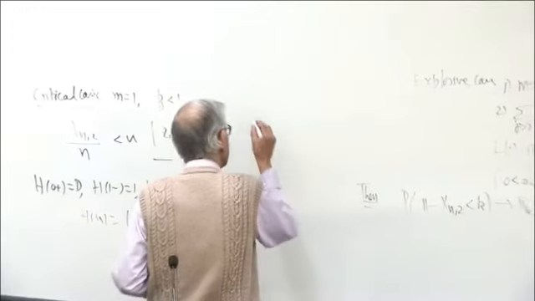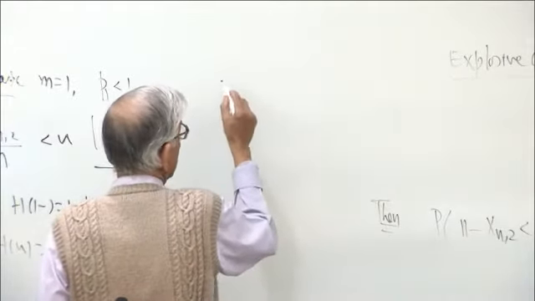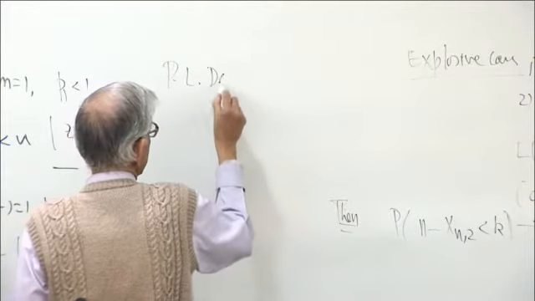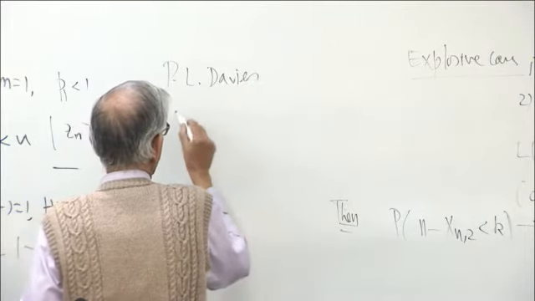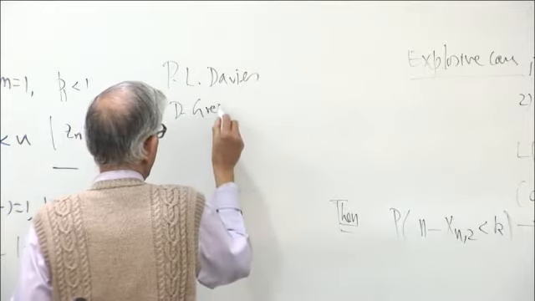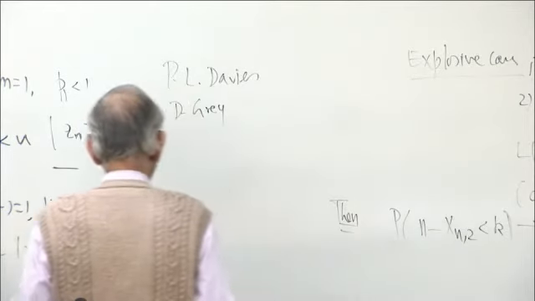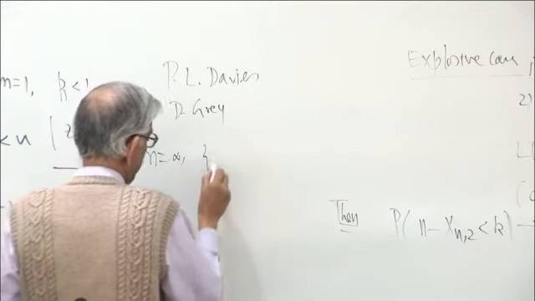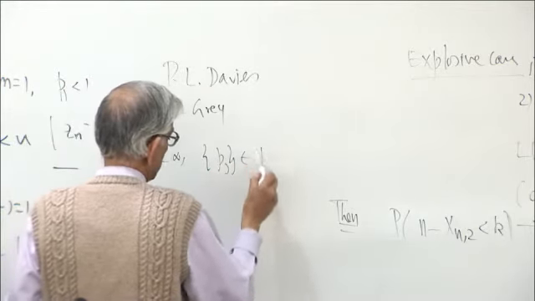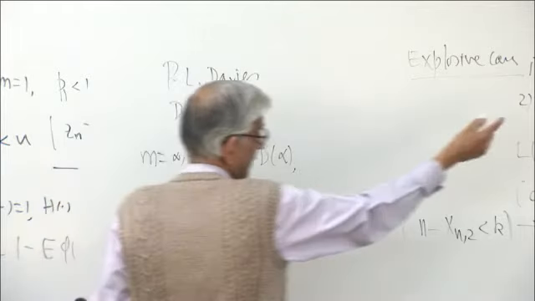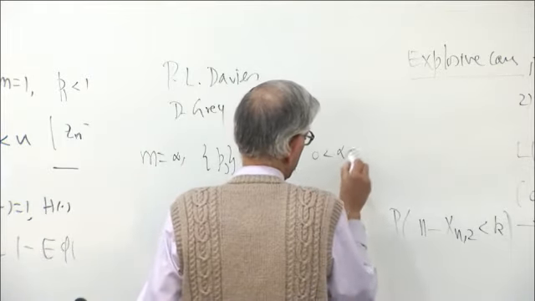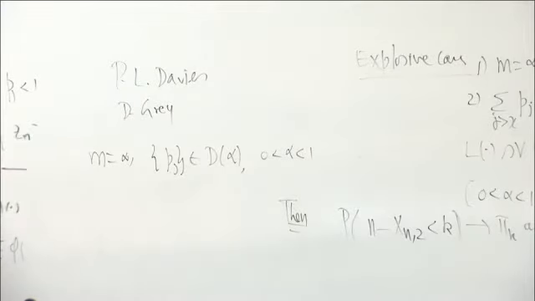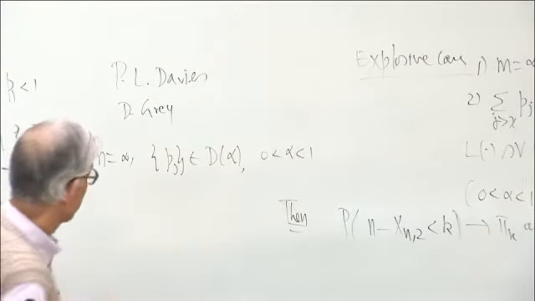So here is a side result. This is due to P.L. Davis, a Dutch mathematician, and then David Gray, an English mathematician, and that's the following. Assume m is infinity, and Pj belongs to the domain of attraction of a stable law of order alpha, namely this condition. This is a necessary and sufficient condition for Pj to be in the domain of attraction of a stable law, proved by Feller.